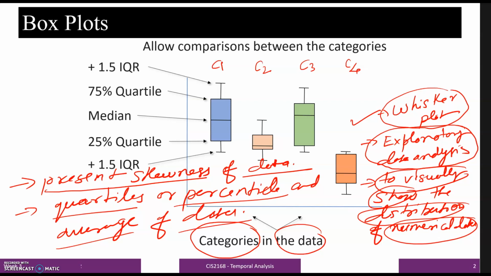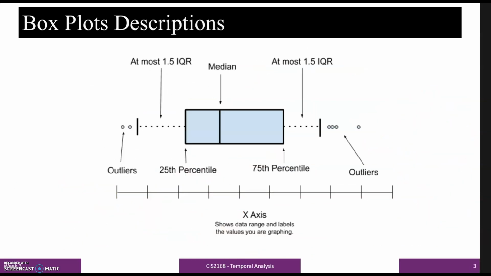So here you can see this one is maximum value. It represents maximum value. This line represents the minimum value. This is nothing but the median. More detail about the box plot is given in the next slide. That is, box plot description is presented in the next slide.